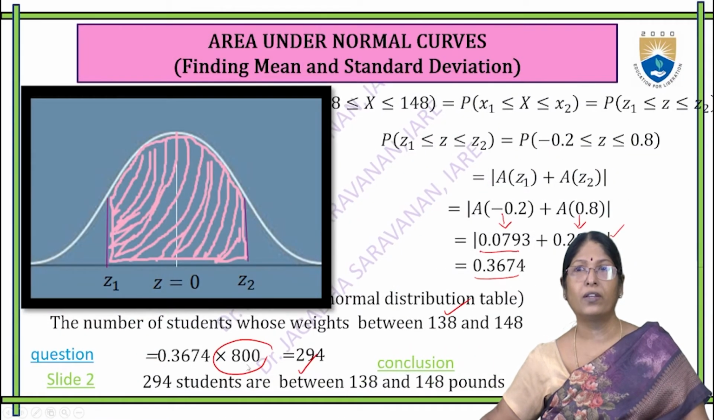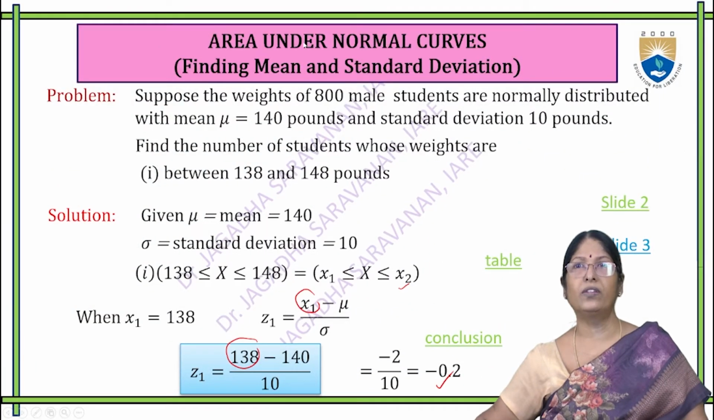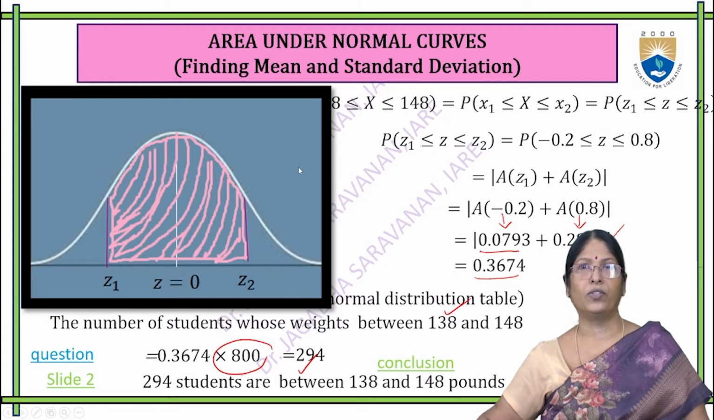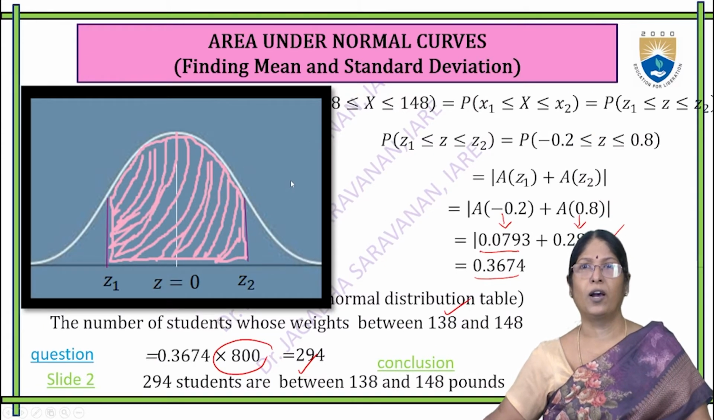That is the reason the final result is multiplied. What we obtained from the normal distribution table, 0.3674, is multiplied by 800. So we can see the 800 just multiplied. The question asked about 138 and 148, and we have done it. These are the two helping diagrams to obtain the fair diagram. This is the fair diagram the students should present in class work and examination.